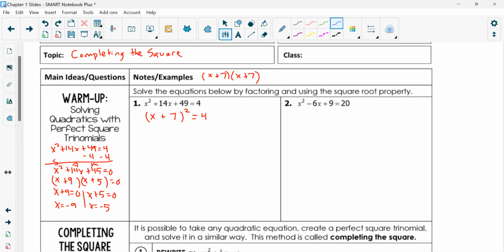But notice, by writing it that way, I got rid of that x term, and then we can use the square root property that we talked about on Friday or Thursday. So I can undo this square by square rooting it. The square root of 4 is 2. So that's going to give me two answers: x plus 7 equals positive 2, and x plus 7 equals negative 2.